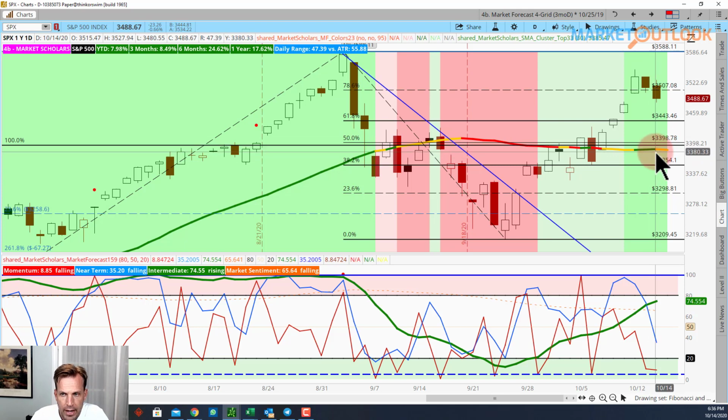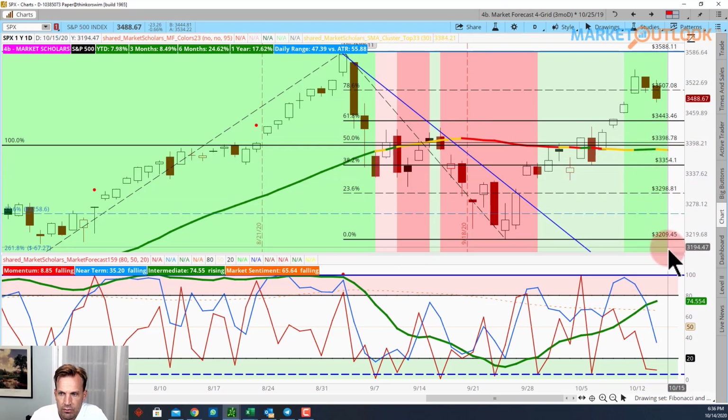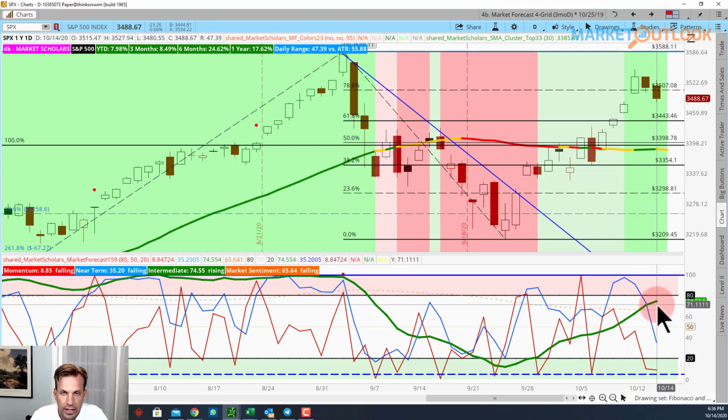So the moving average is falling back down again. The intermediate line is still bullish. We still have dark green shading, but you notice it's starting to slow down that ascent and potentially roll back down, especially with the near-term line. The momentum line is not at its lowest point.